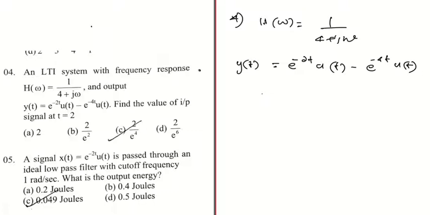Okay. So for that, let us find out Y of omega. What is Y of omega? e raised to minus 2t u of t. What is the Fourier transform of it? It is 1 divided by 2 plus j omega, right?